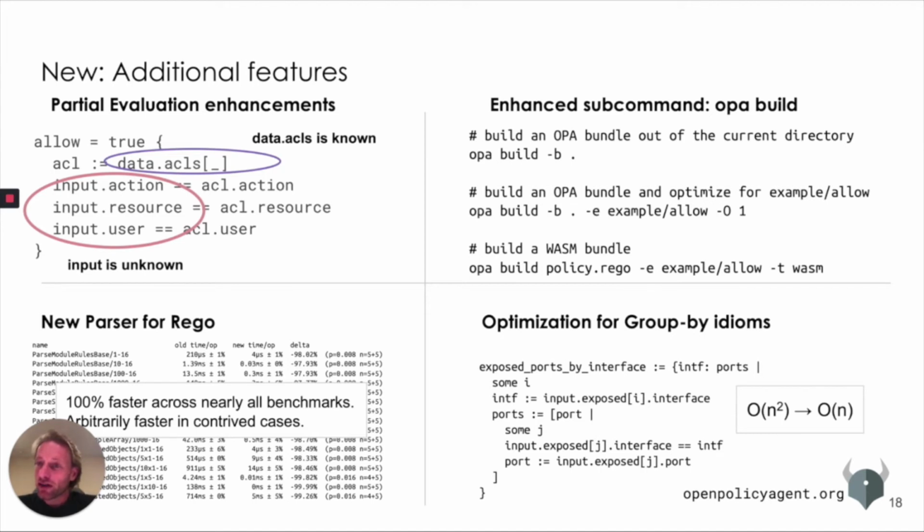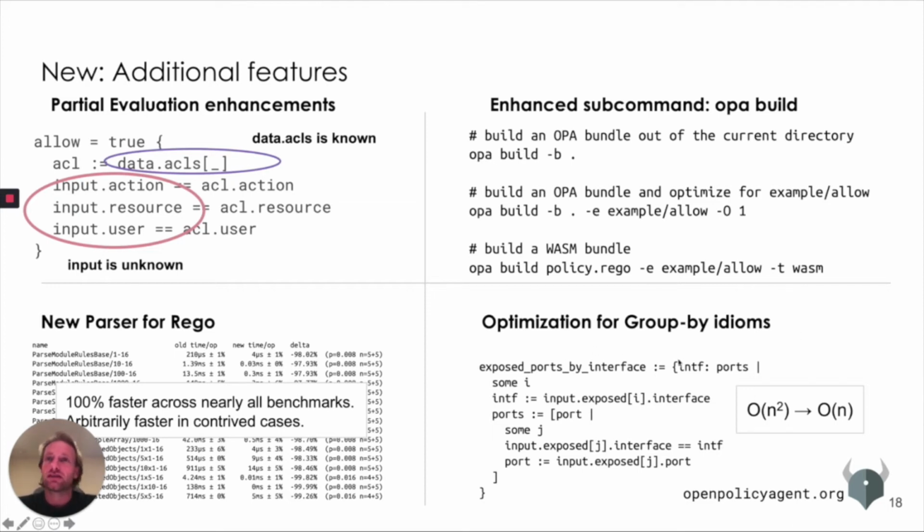The third new feature that I'll mention here is that there's now a new parser for Rego. So this has been pretty nice. In terms of performance, it's roughly 100% faster, so almost 2x faster on nearly all the benchmarks. And then there's some cases that it's much faster. So this is one of those examples where you just download a new version of OPA and suddenly it starts running a bit faster. And that's the same kind of thing that we see in this lower right-hand corner, this optimization for group by idioms.